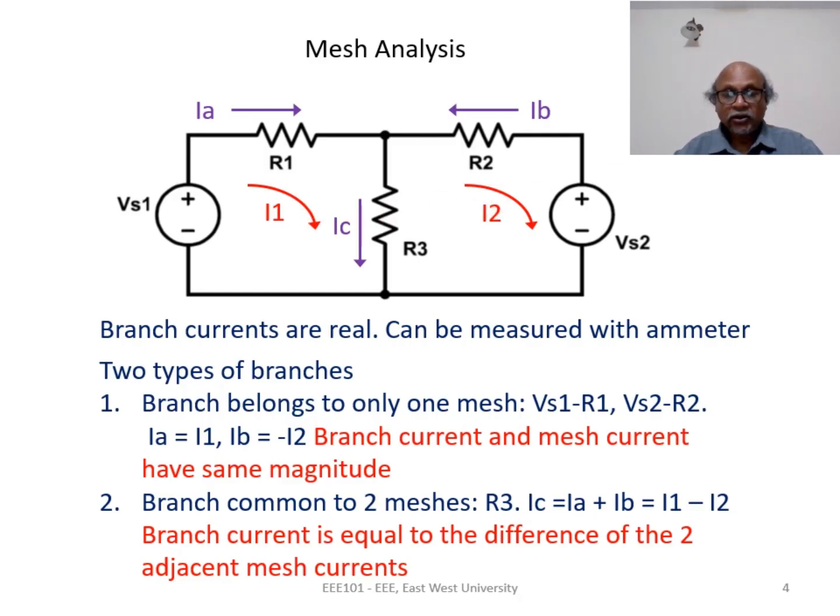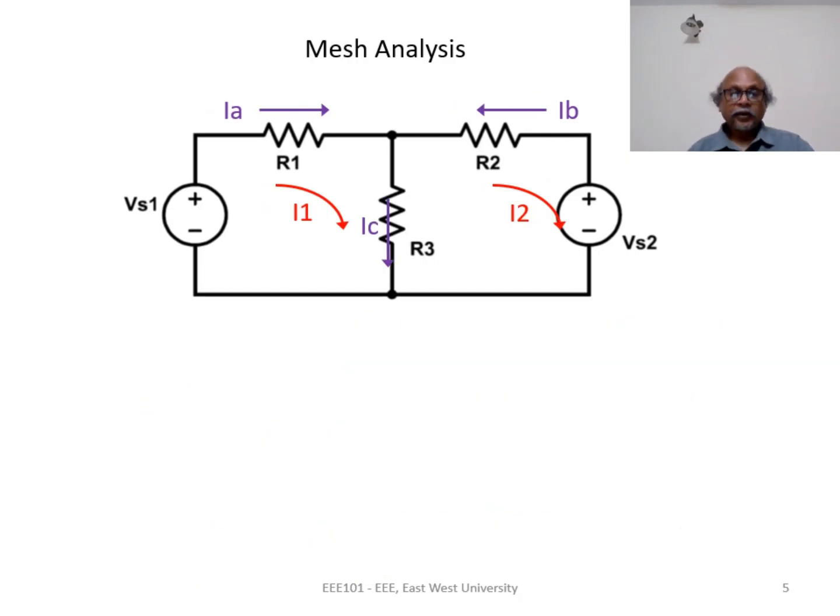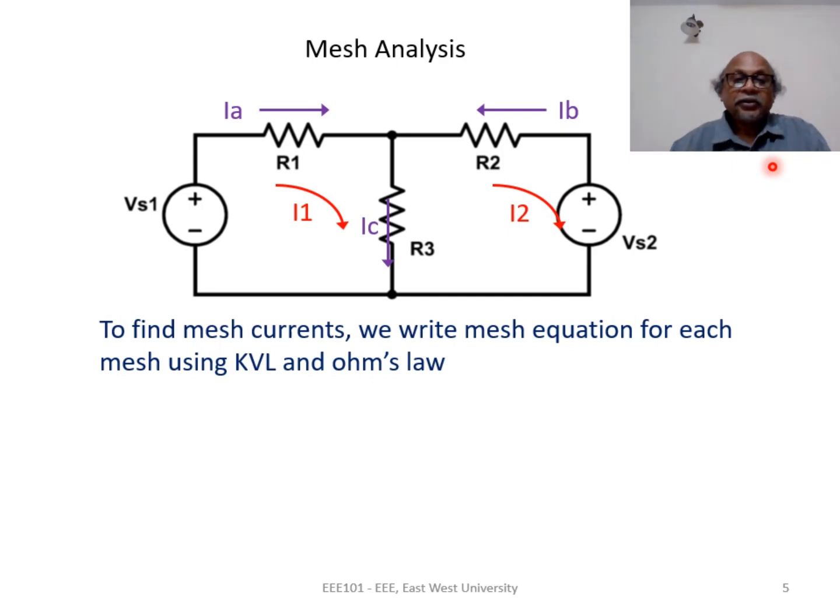This is important. We need to remember what the different types of branches are when we do mesh analysis of a circuit, and what the relationship between branch current and mesh current is in each type. Now, in mesh analysis we want to write KVL, and the voltages across the resistances will be expressed in terms of Ohm's law. Let's look at that issue in a little bit more detail.